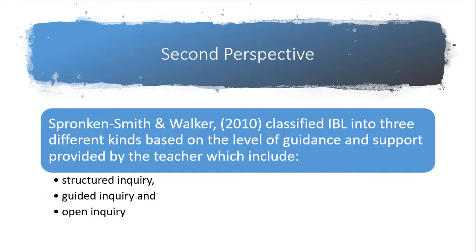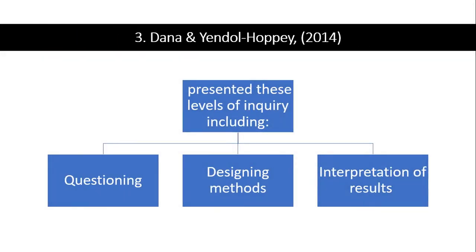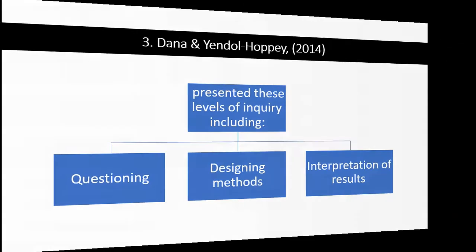Number two, the second perspective is Spronken-Smith and Walker, 2010. They classify inquiry into three forms. They said there is only structured inquiry, guided inquiry, and open inquiry. Number three, Dana and Yendol-Hoppey, 2014. They presented inquiry in terms of questioning, designing method, and interpretation of result.